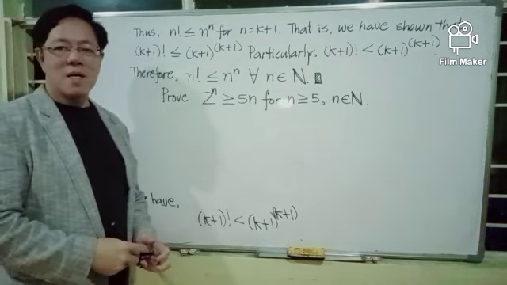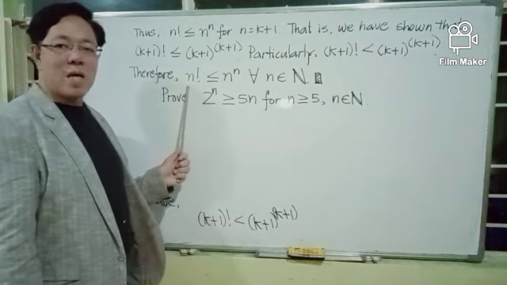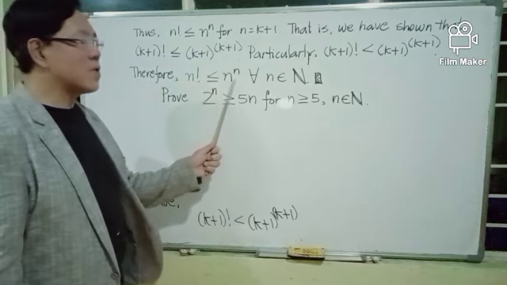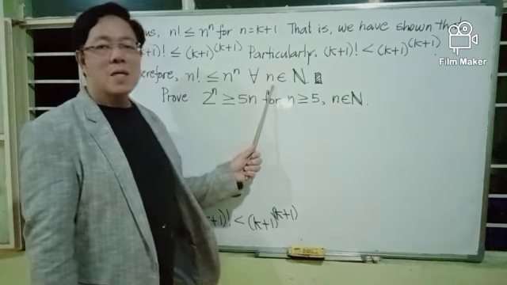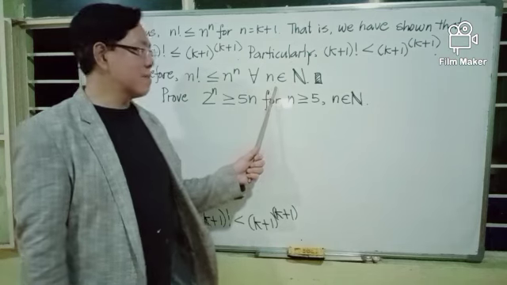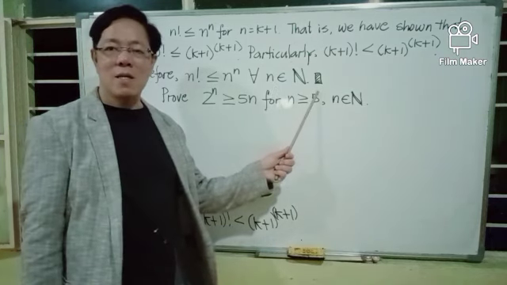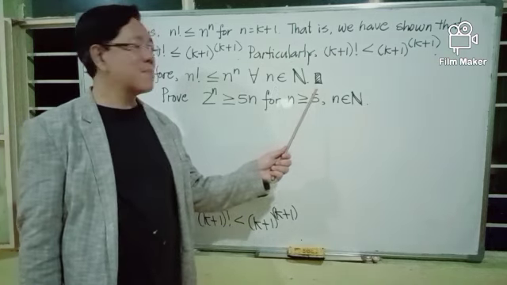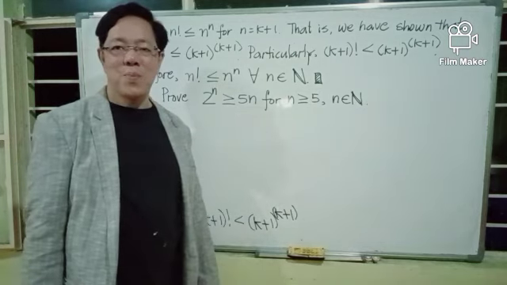We have shown that the mathematical statement n factorial is less than or equal to n to the power n for every natural number n. And we write this shaded bar or rectangle to indicate the end of proof.